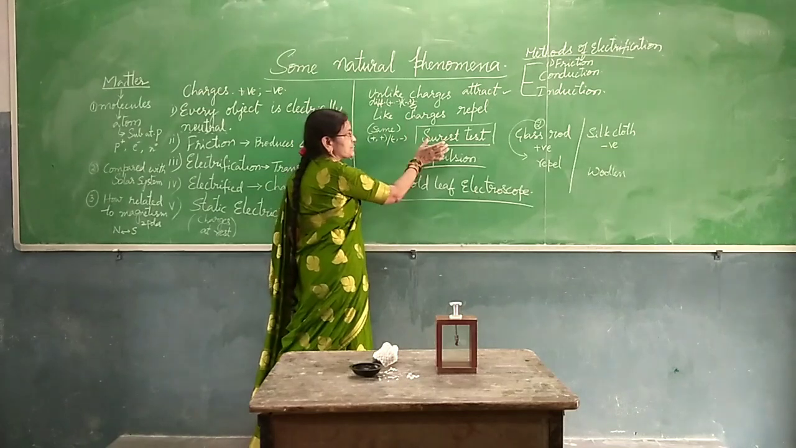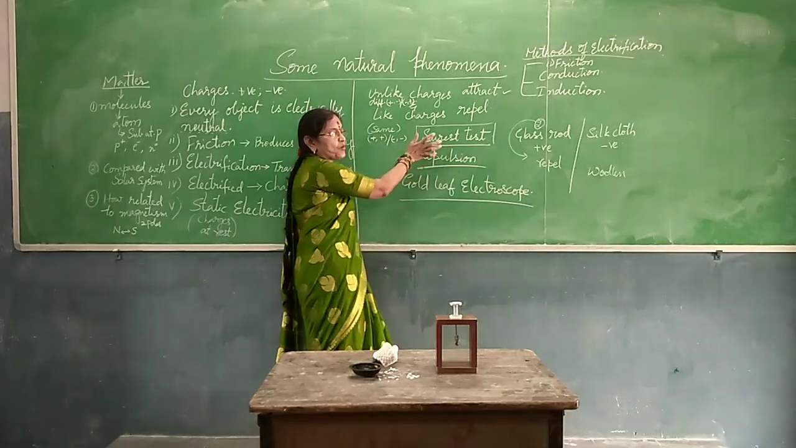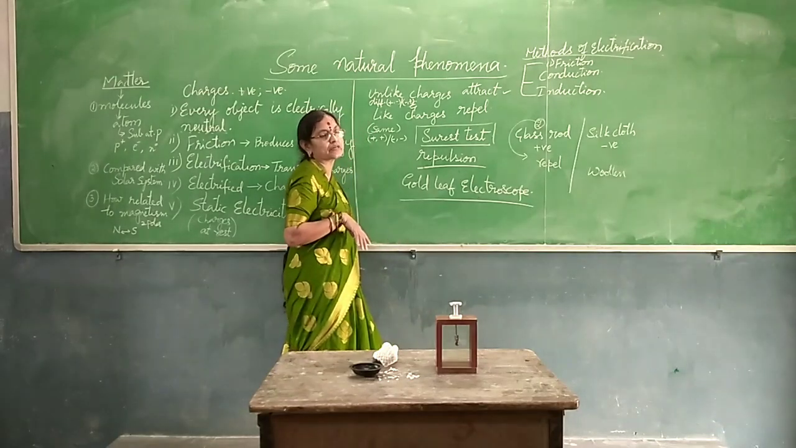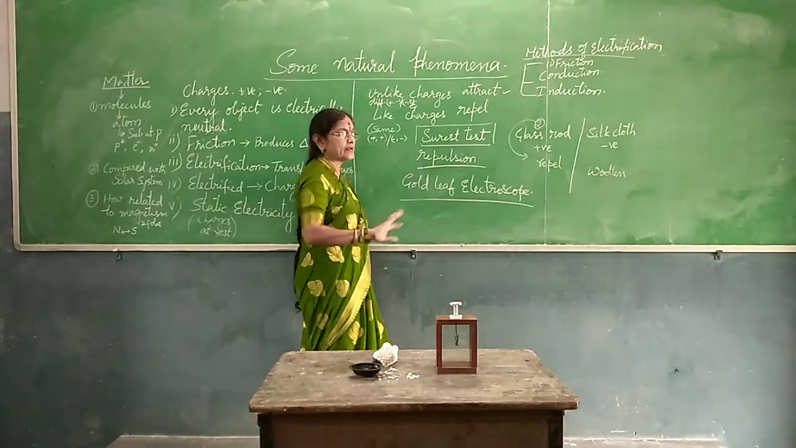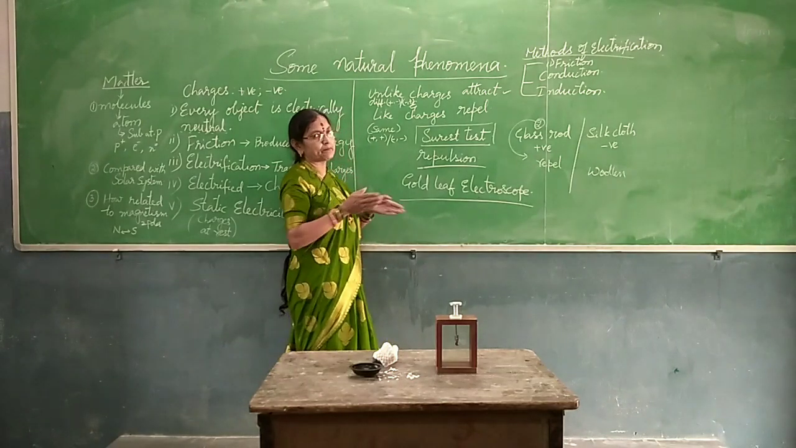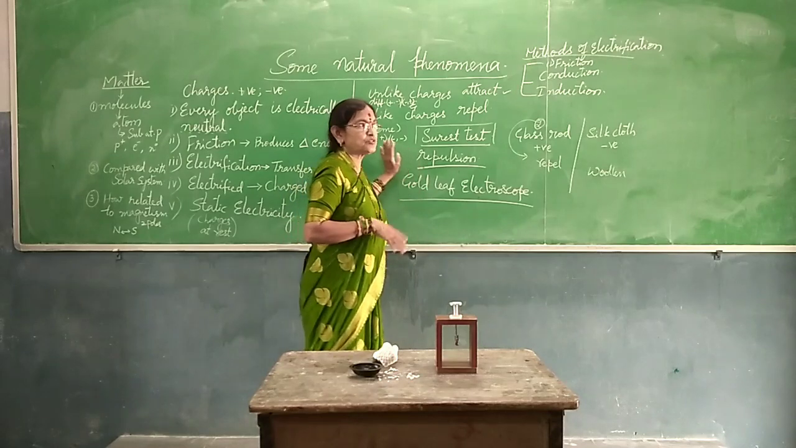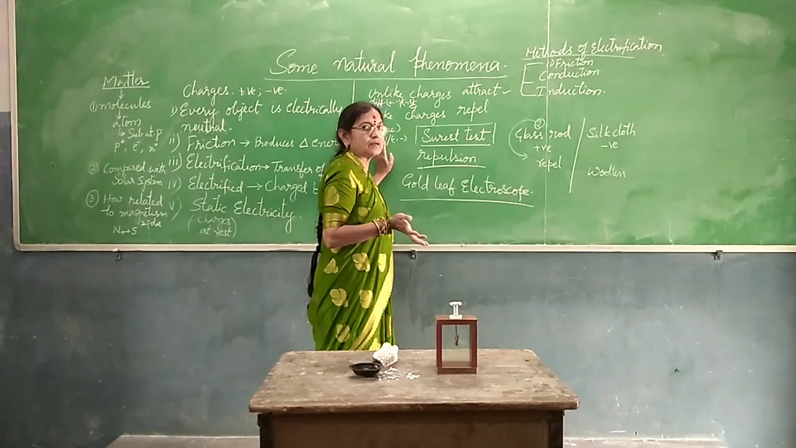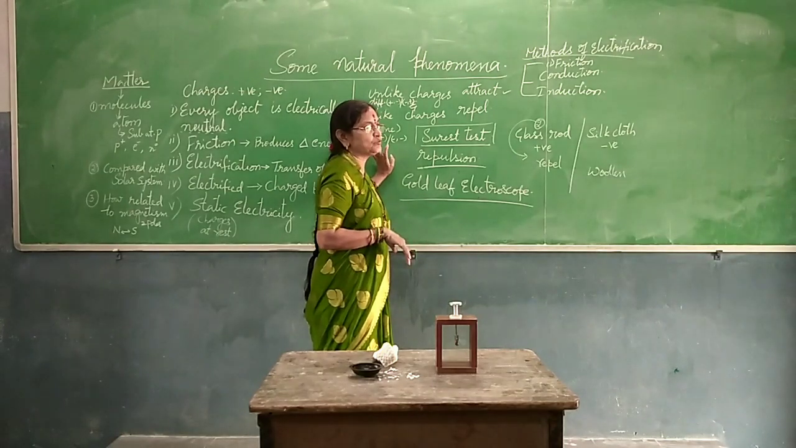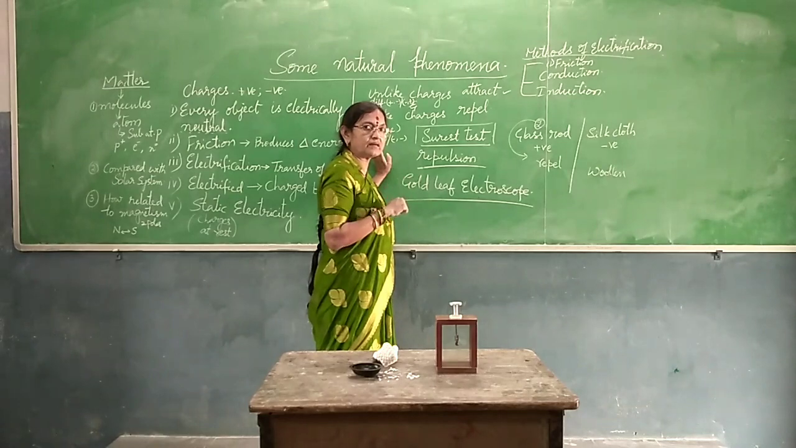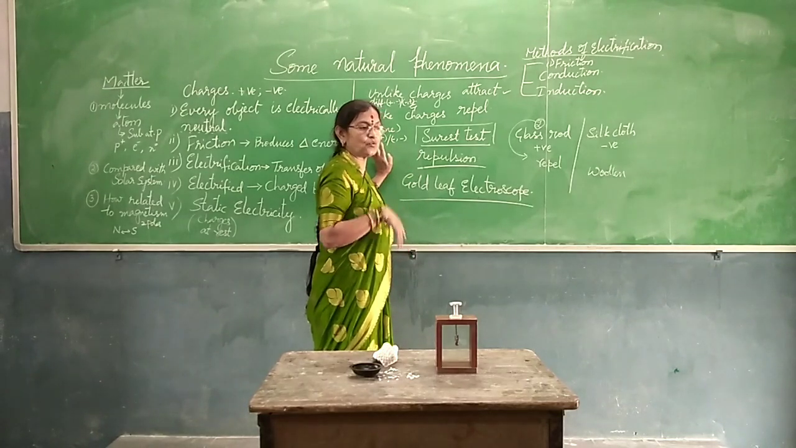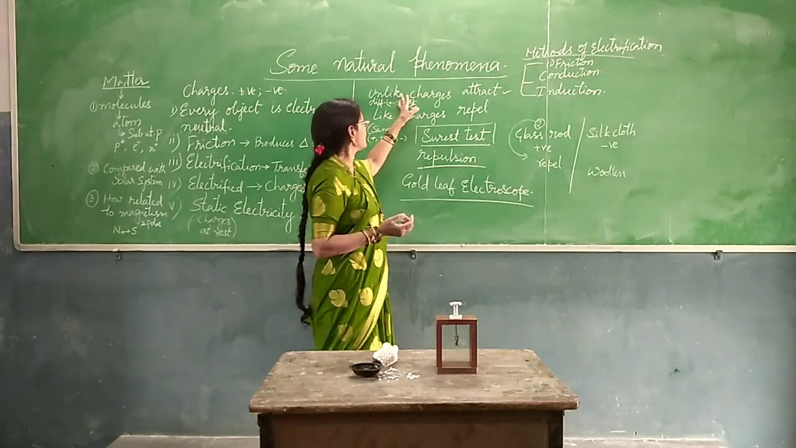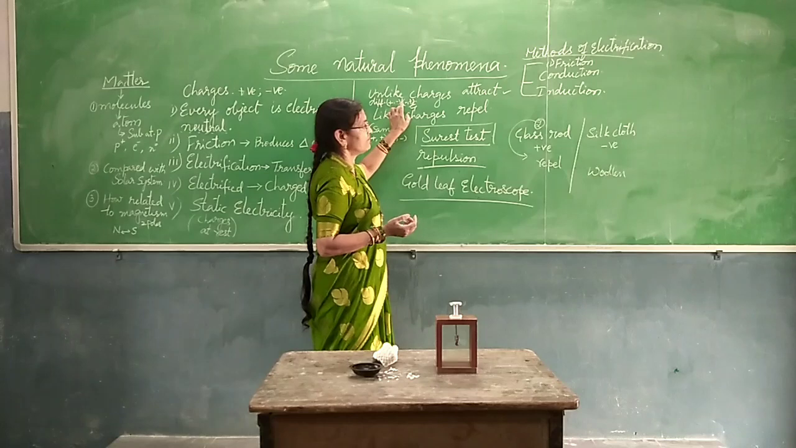So, repulsion is the surest test of whether the body is electrified or not. Why are we saying this? Some activities I told you. Take two glass rods, rub them with silk cloth and bring them near each other, they will repel. Why? Because both are rubbed with silk cloth, so both will gain like charges. In the same way, rub a balloon and keep it near the wall, it will get attracted. The wall is not electrified, only the balloon is electrified.